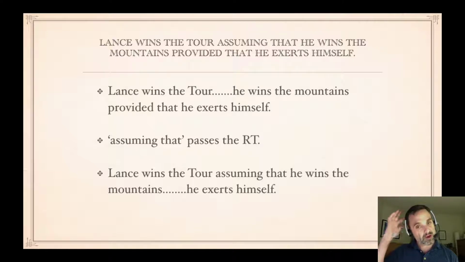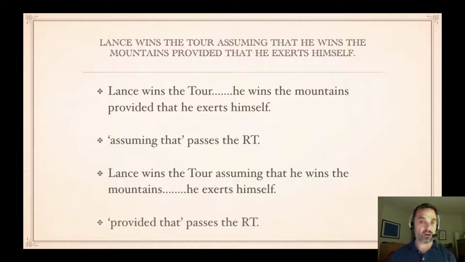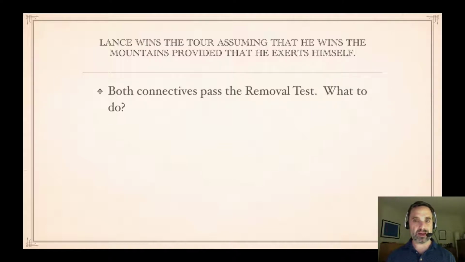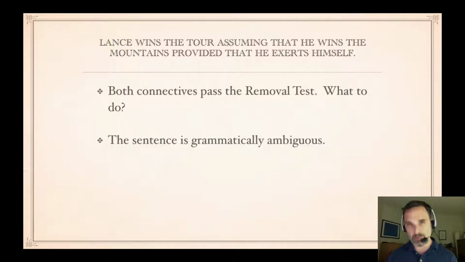Now, what about the "provided that"? Well, if we remove the "provided that," then we have Lance wins the tour, assuming that he wins the mountains, and that's a sentence. And then we have he exerts himself, and that's another sentence. So "provided that" also passes the removal test. In both cases, whichever piece of vocabulary we remove, we're left with two sentences. So this looks like there's a problem. There are two connectives that pass the removal test, and so we want to know, which is the main connective? Well, the answer is that the sentence is grammatically ambiguous.